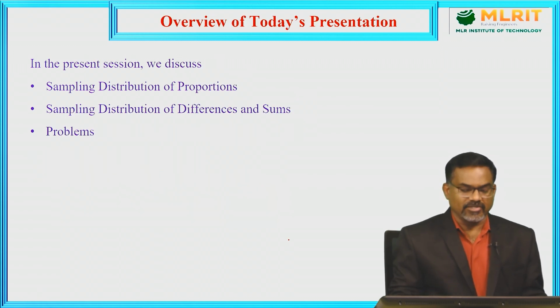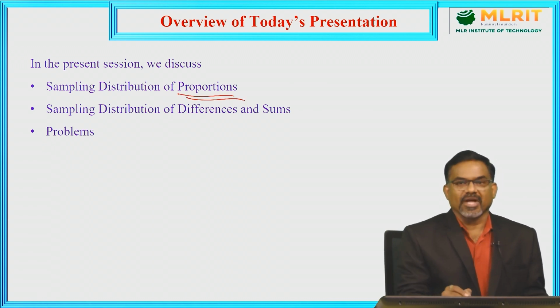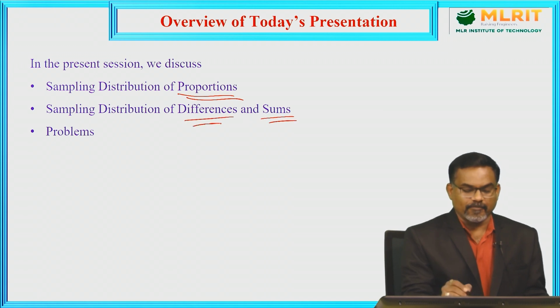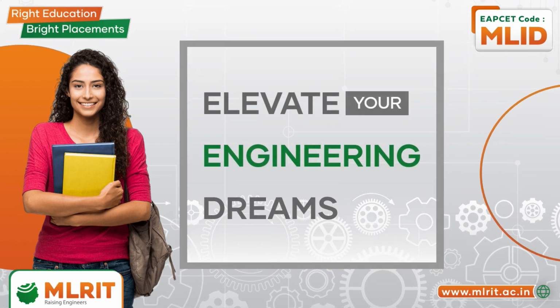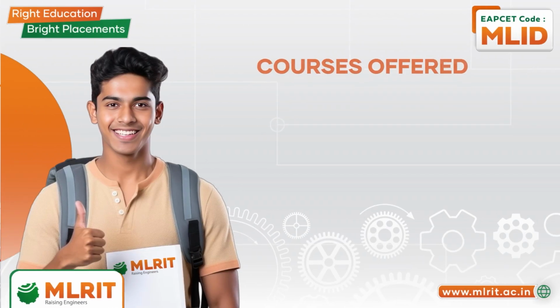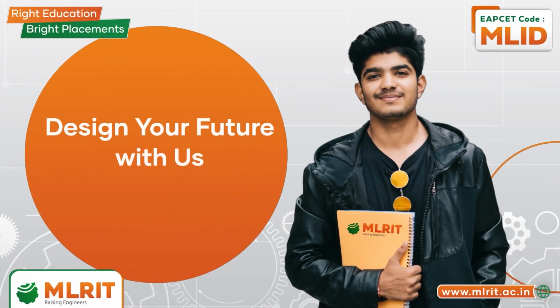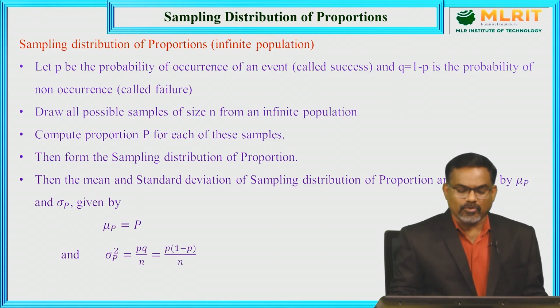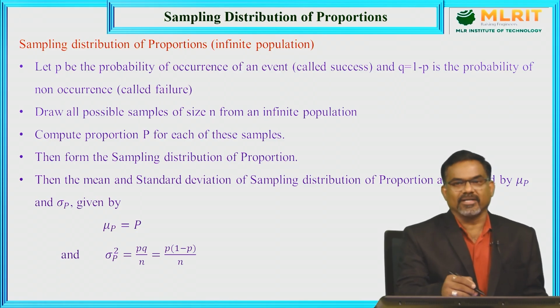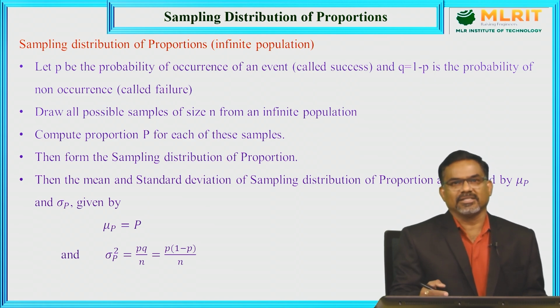Coming to today's presentation, today I would like to discuss sampling distribution of proportions and then sums and differences, and we solve two problems on the same. Sampling distribution of proportions. Again there are two different cases, infinite population and finite population. Let us consider the first case, infinite population. That means the sampling is done with replacement.